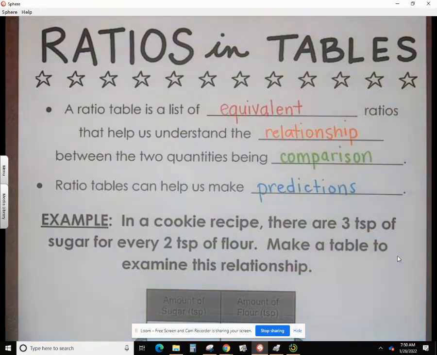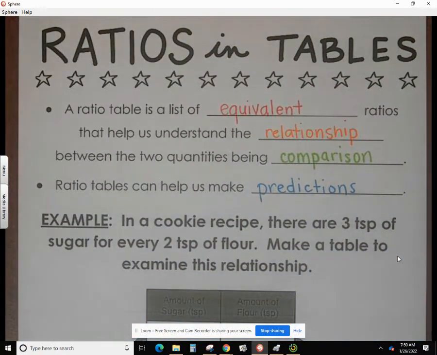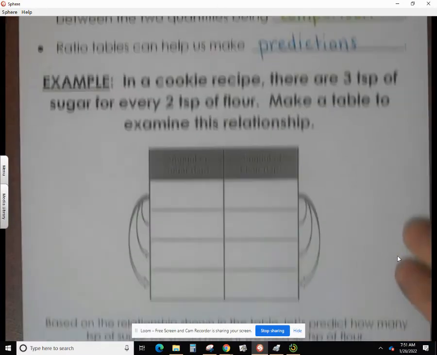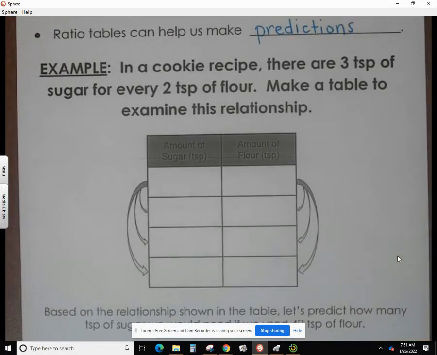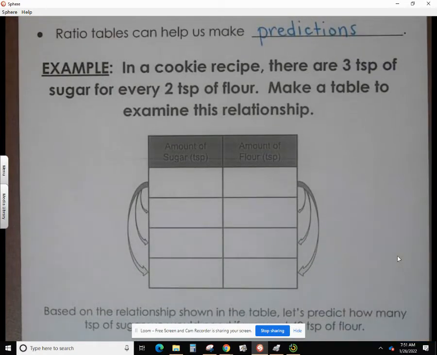So for example, a recipe could say that there are 3 teaspoons of sugar for every 2 teaspoons of flour. So this is a ratio, 3 to 2, sugar to flour. But sometimes you make a bigger version of a recipe, sometimes you make a smaller version, and so you might be using different amounts. So we're going to make a table about this relationship.